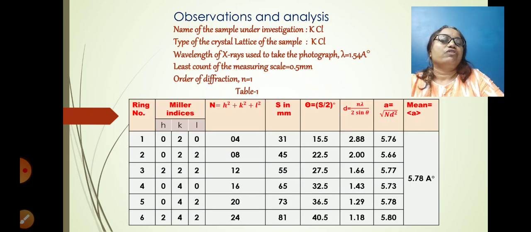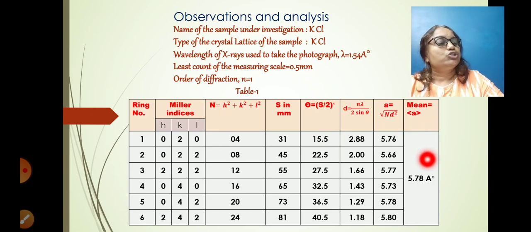So from the table we have the ring number and the Miller indices for each ring, and n we will calculate using h square plus k square plus l square, and s in mm. Then we find theta as s by 2 in terms of degrees. We have d, that is the spacing between the two planes, d equals n lambda by 2 sine theta, and a is equal to the square root of n d square. We have the mean a, known as the dimension of the unit cell, which is also known as the lattice constant.